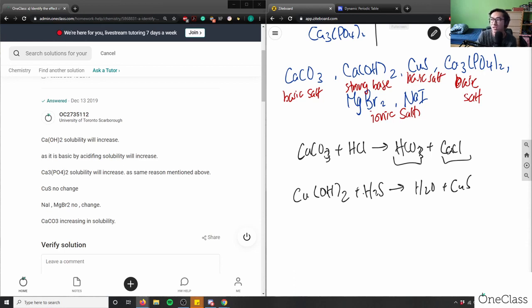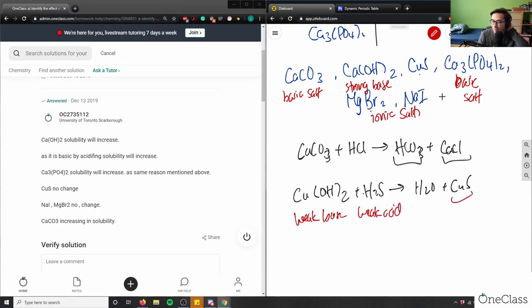Yes, copper hydroxide is actually a weak, oh, it's also a weak base. So that's why it makes sense. I assumed my hydroxide here was a strong base, but it's not. So this is a mistake on my part. What I actually have here is a weak base with a weak acid, which means for my CuS here, the pH would not really change. So you can think of this as the same thing as an ionic salt.